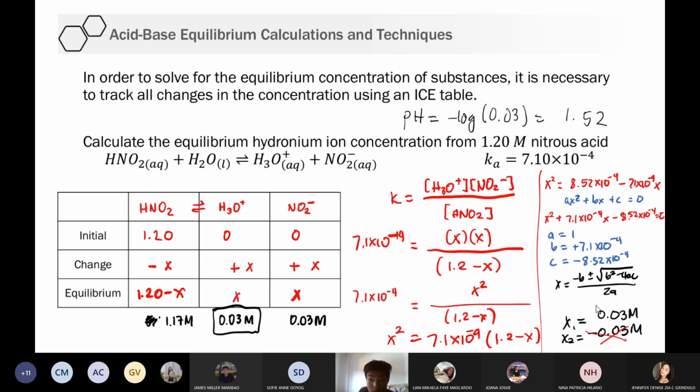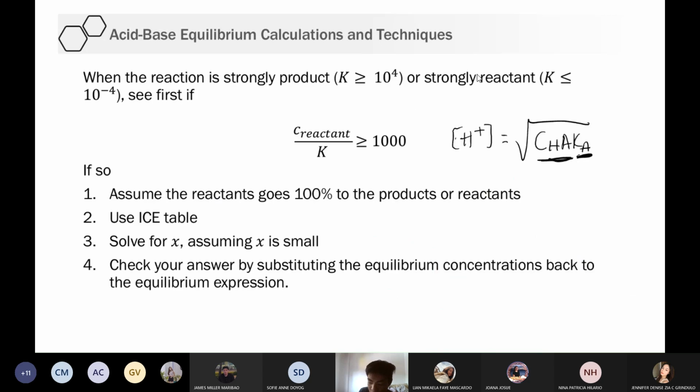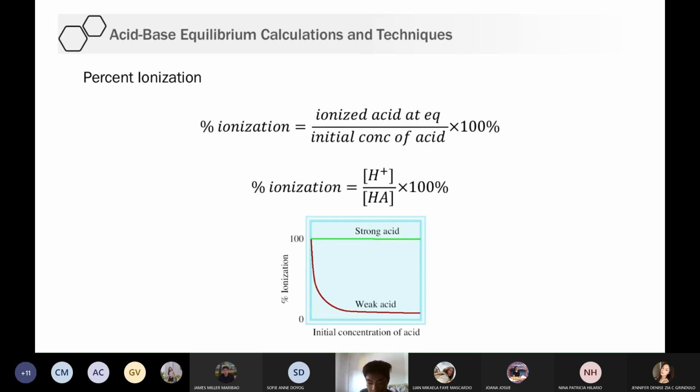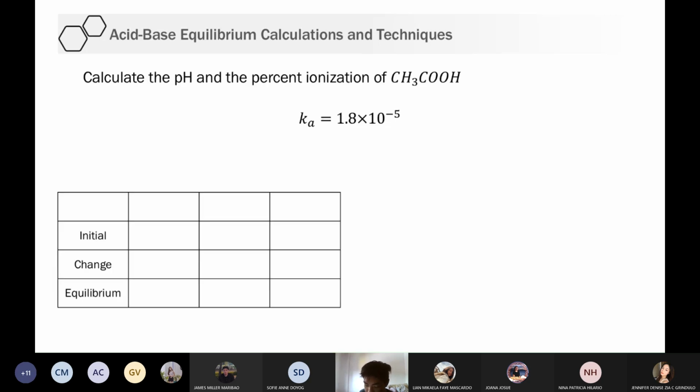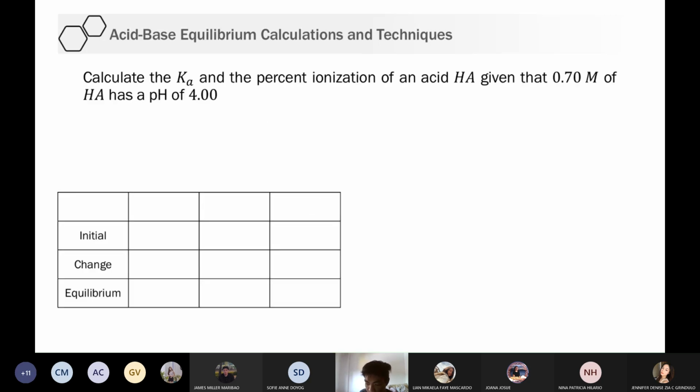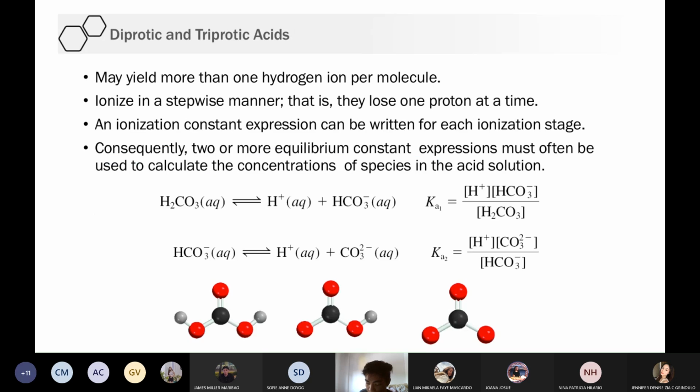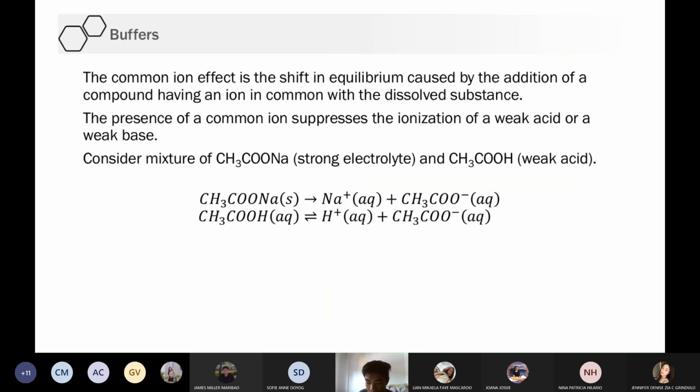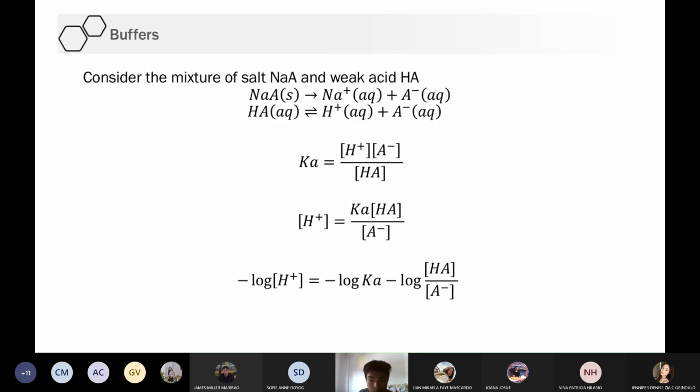Okay? So next meeting, pag-usapan natin yung mga Chaka, and then we will continue with other examples ng acid-base equilibrium, percent ionization, and then pag-usapan natin yung diprotic, triprotic acid, and buffer solution. Okay? So I'll see you again next meeting.